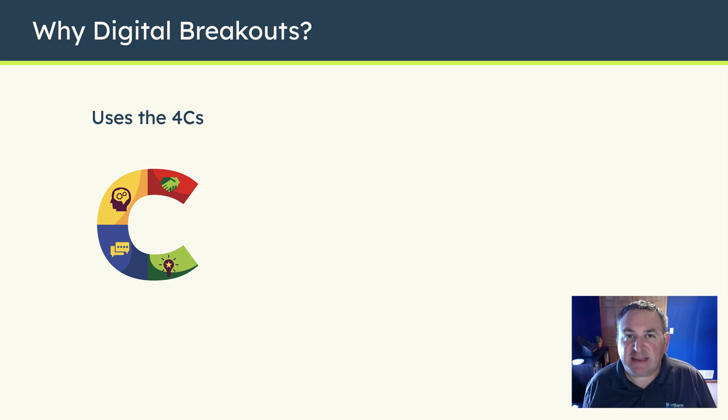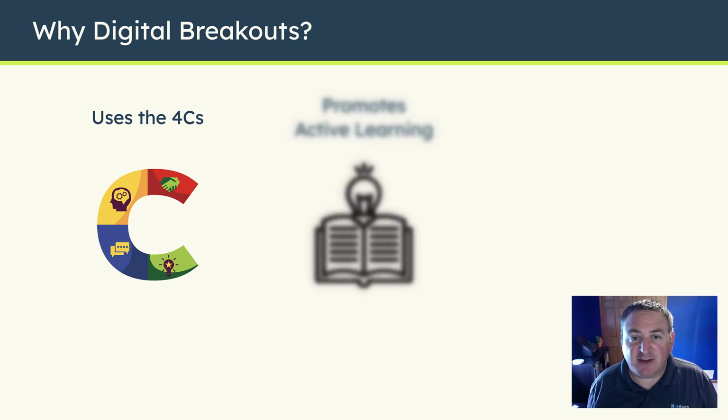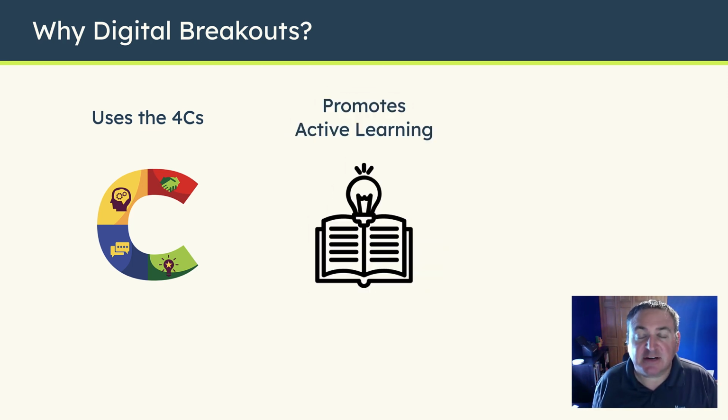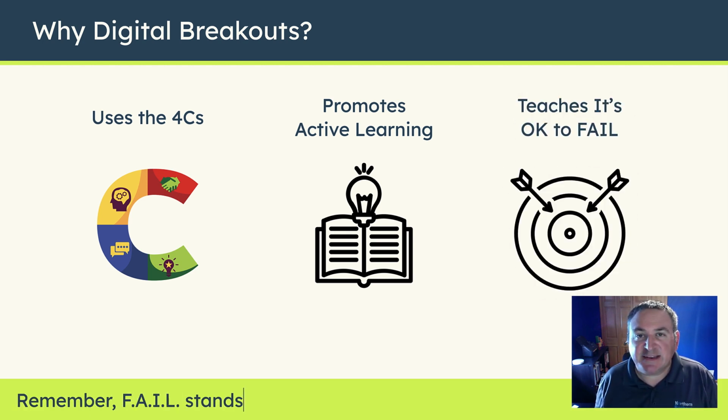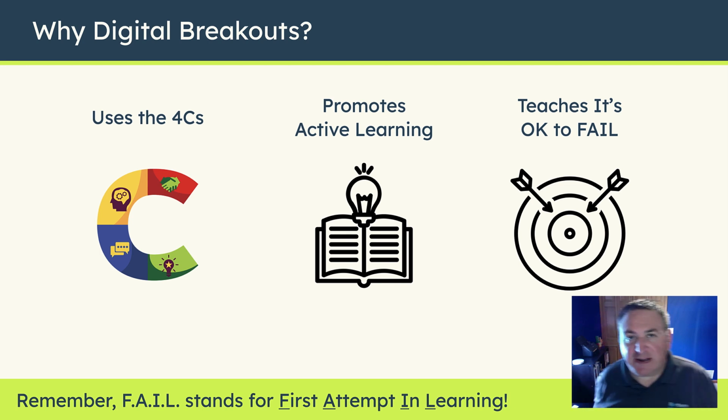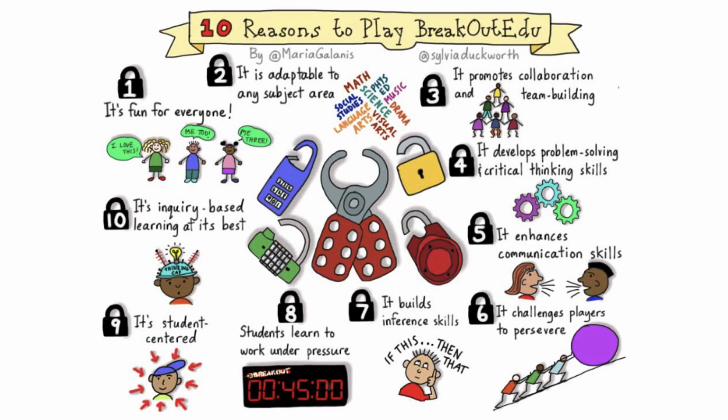Also, they use the four C's. We hear a lot about the four C's, and this one touches every one of them to help students get more involved. It promotes active learning. Students aren't just sitting and getting; they're up and around, they're active, they're enjoying their learning. And it teaches that it's okay to fail. I talked about that grit and resilience. That is something digital breakouts will help students to learn. It's a really important skill. Students often don't have that grit and resilience, that can-do attitude, and this will help teach them it's okay to fail occasionally, because FAIL stands for first attempt in learning.